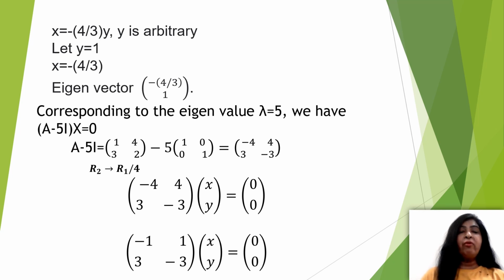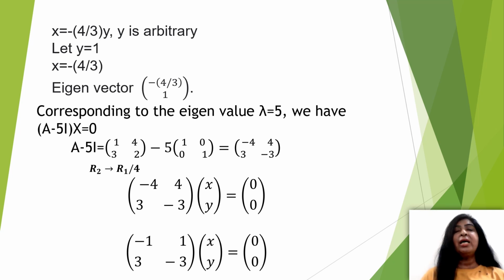If we take y equal to 1, then what are we getting? We are getting x equal to minus 4 by 3. So our eigenvector is minus 4 by 3 and 1. Now similarly we have to find the eigenvector for lambda equal to 5. If lambda is the eigenvalue, lambda equal to 5, then what is the equation?